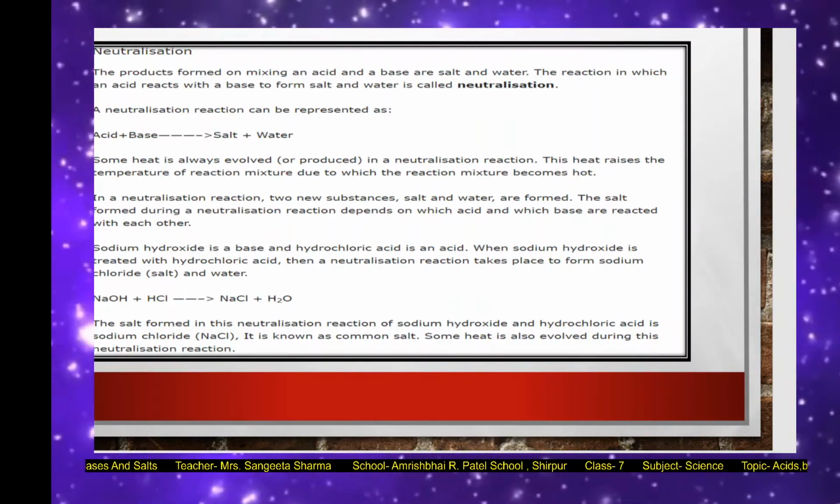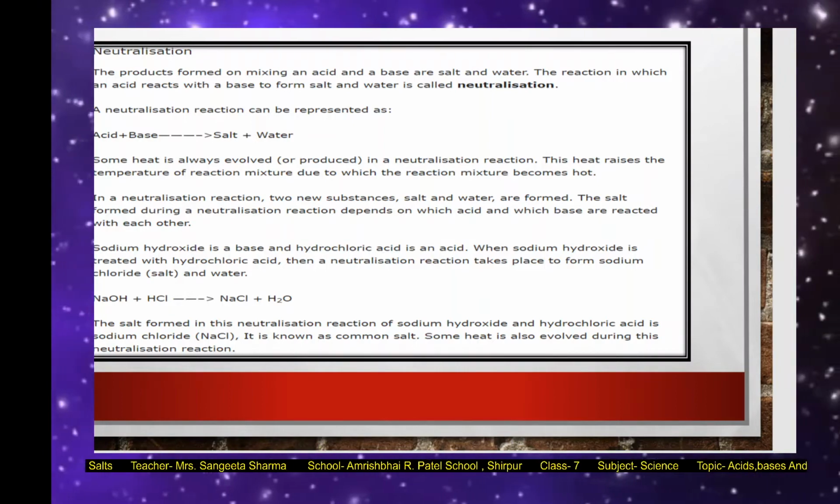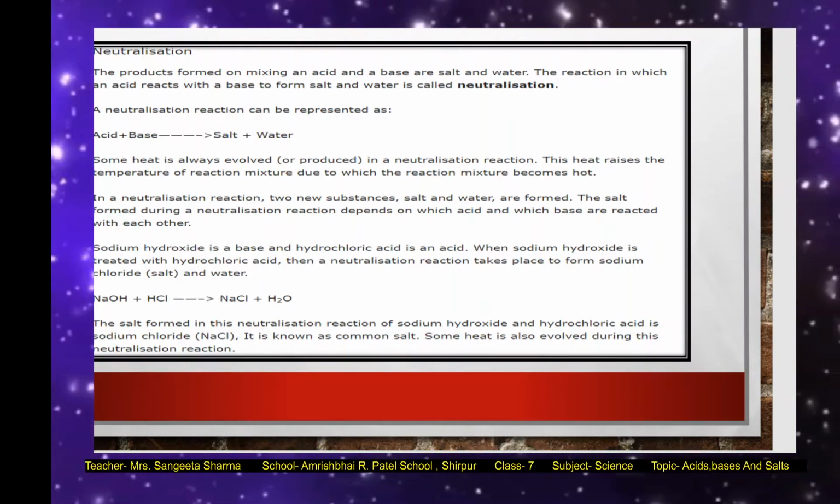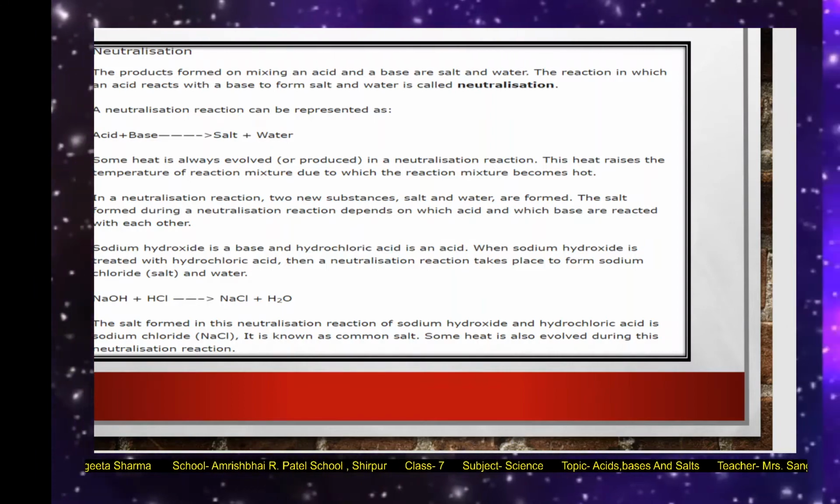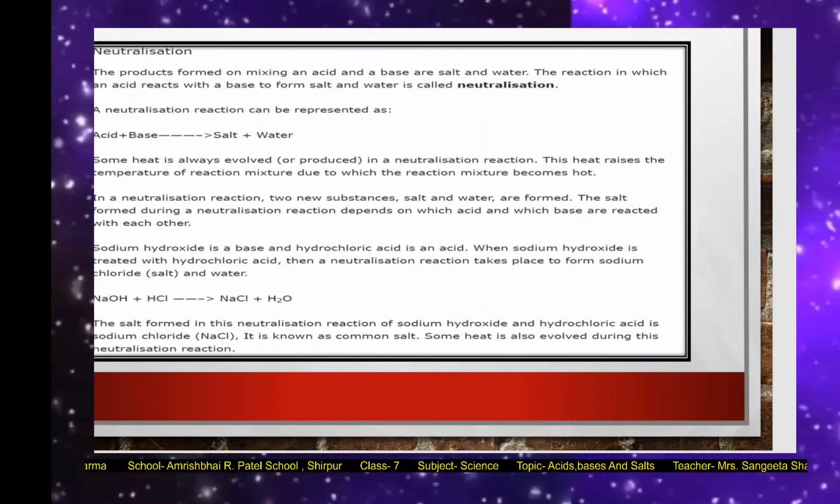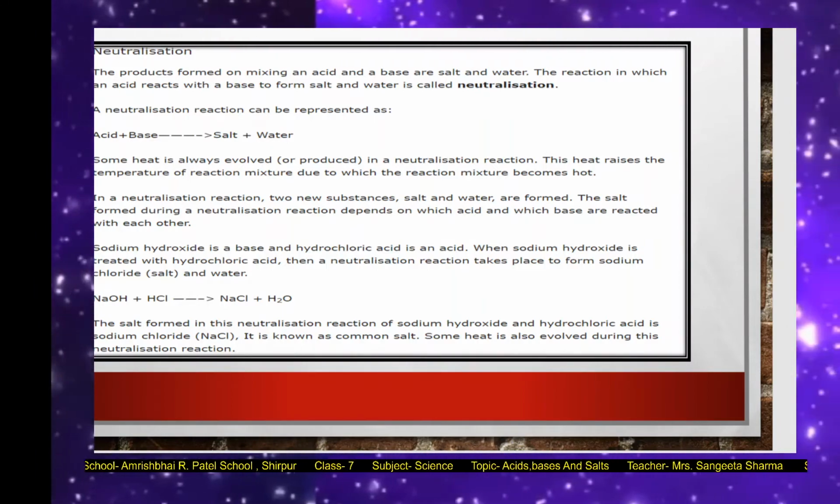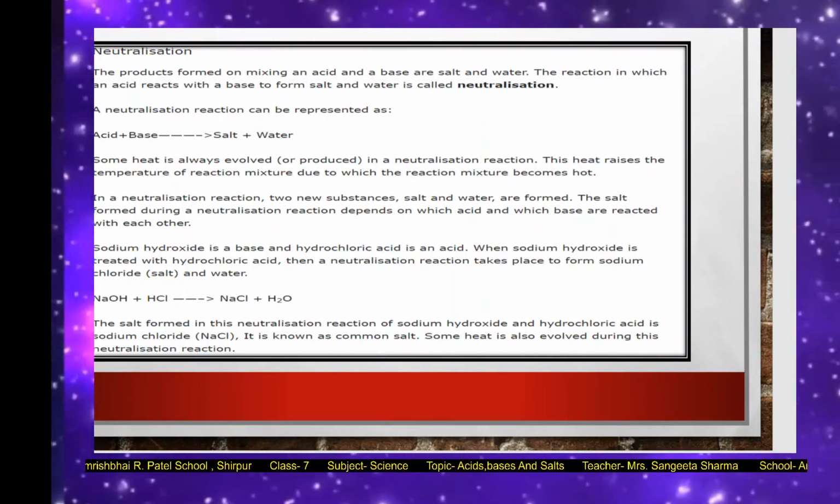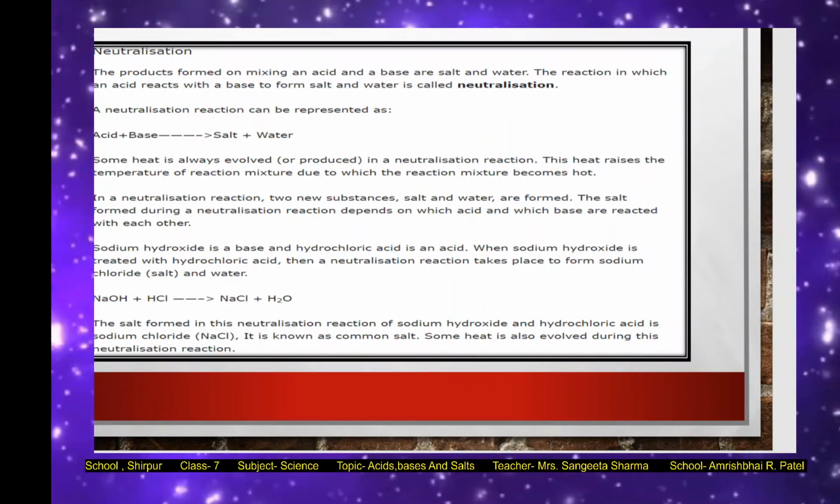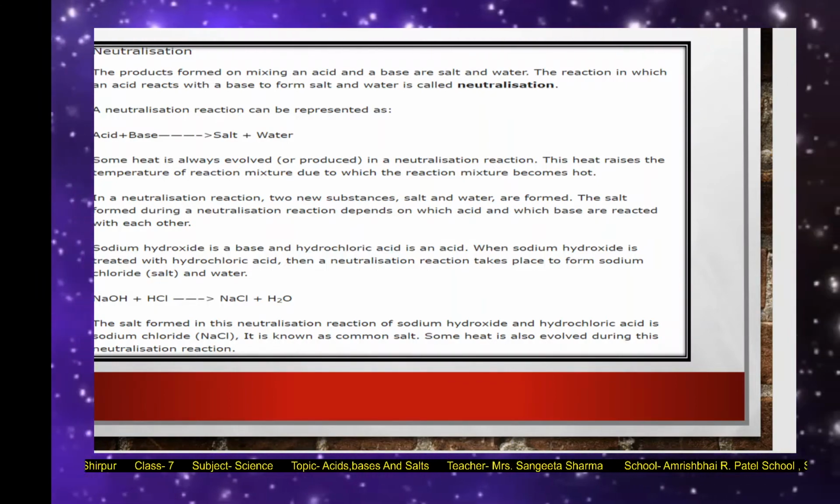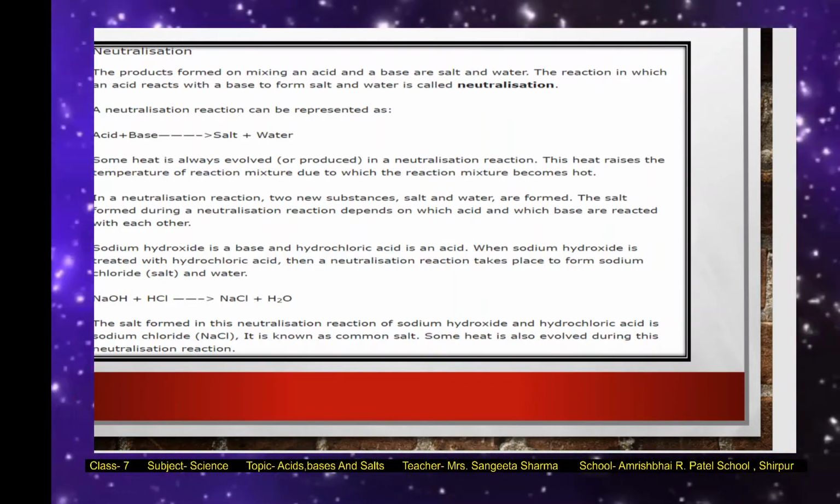Now, next we will study the neutralization reaction. Why are we studying this neutralization reaction? Because salt is formed after this reaction. The products formed on mixing an acid and a base are salt and water. That is why we are studying this reaction. The reaction in which an acid reacts with a base to form salt and water is called a neutralization reaction.